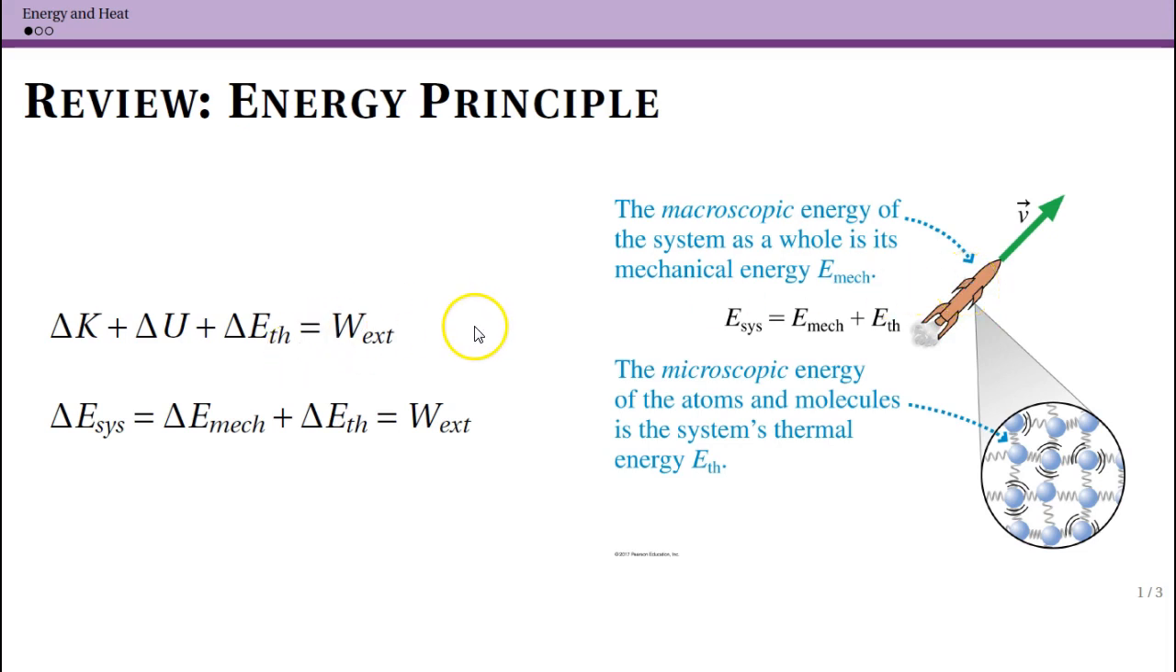We had two different ways of writing the conservation of energy idea in variables. One was that the changes of each of them summed together equals the external work, or we can say that the change in our total system energy is equal to external work, where we can then break up the change in system energy to be the change in mechanical energy, which is just change in K plus change in U, plus the change in thermal energy.